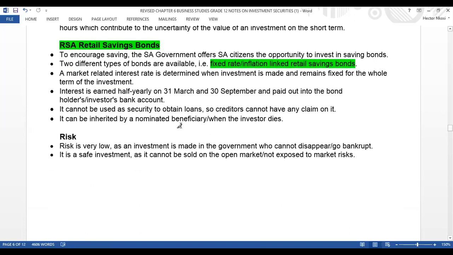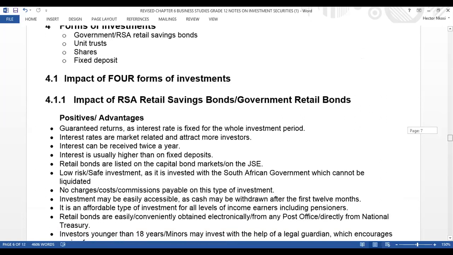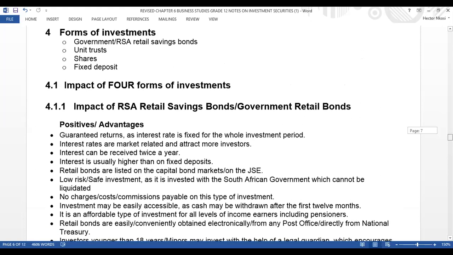The risk is very low, as the investment is made in a government which cannot disappear or go bankrupt. It is a safe investment, as it cannot be sold on the open market, so it is not exposed to market risks. All right.